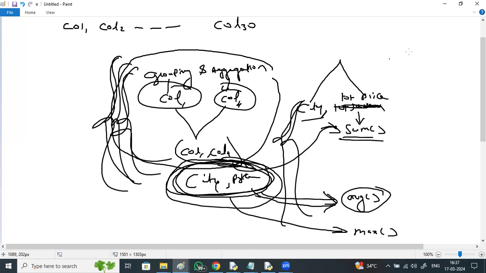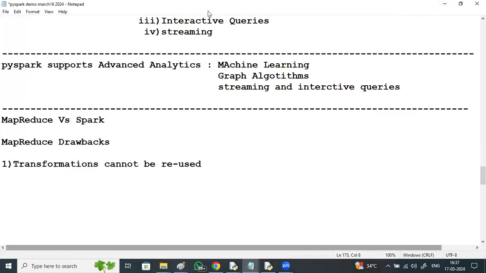No. Even though the mapper logic is the same, every time you need to reinitiate. Without mapper, you cannot have a reducer task. MapReduce means mapper and reducer, both will be there. Even for the same transformation, you re-execute the mapper and get its output, because the mapper output should be taken by the reducer. So every time, transformations cannot be reused.